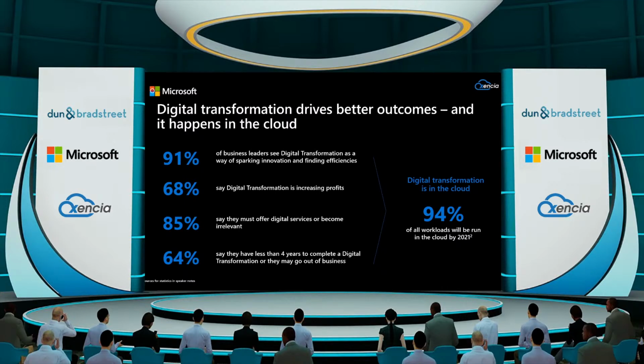Overall, 94% of workloads will be running in the cloud by 2021, is what the strategic says. So it is really essential for organizations to look into digital transformation to the cloud, as it provides more services like platform as a service, which cannot be achieved in an on-premises or common data center model where only infrastructure as a service is provided.